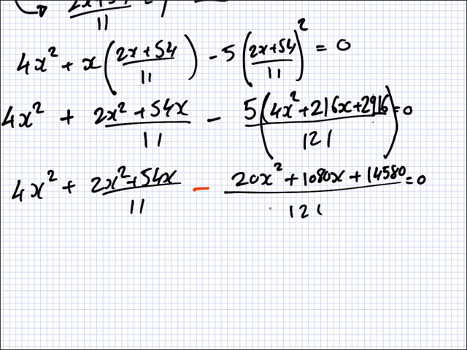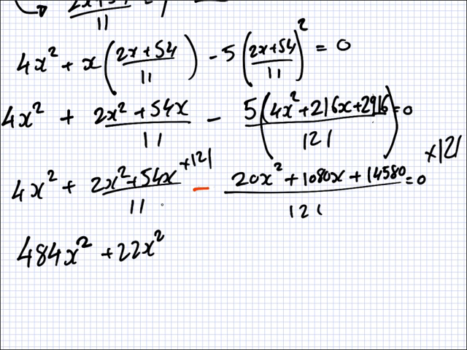To make our lives a little easier, I'll do a multiplication by 121. So 121 times 4 is 484. Is that right? 484. Now, when this multiplies by 121, what happens? 11 goes into 121 11 times, and 11 multiplies 2 to make 22, and 11 multiplies 54 to make 594x. And what's nice is they cancel in this one. And I'll put the minus in now.